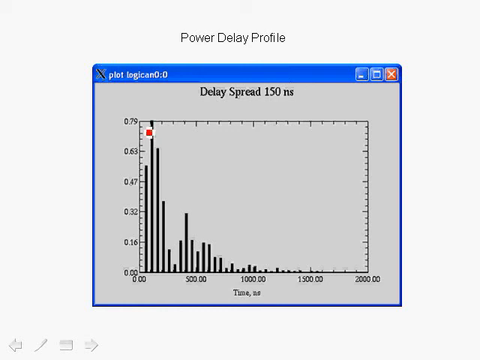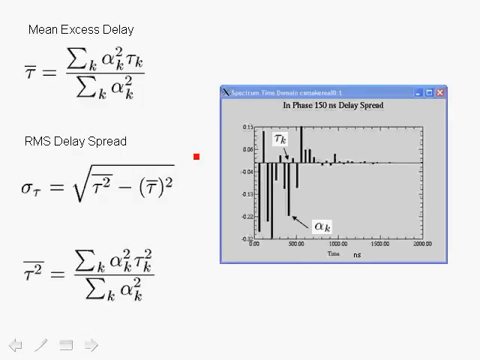So here we're showing the power delay profile, where each point here is the received power at that particular time as a function of the delay. Let's make a couple of definitions. Again, here we show the impulse response at a particular discrete delay tau sub k. We obtain an amplitude alpha sub k, and we have, of course, multiple multipath arrivals as we show over here.